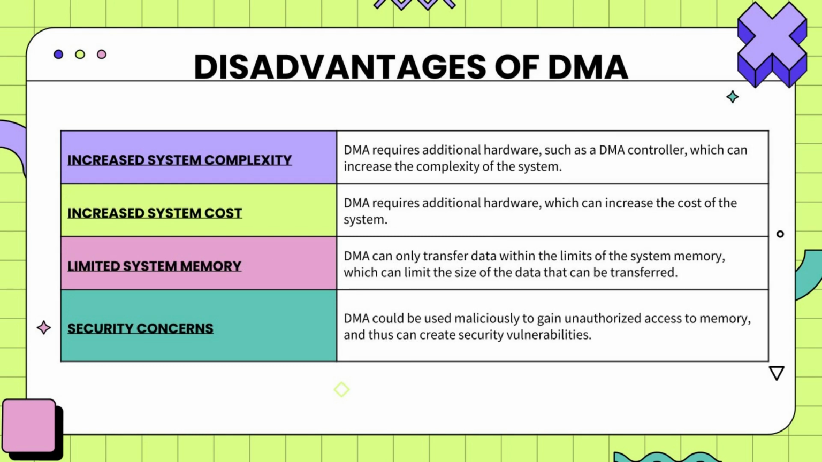Disadvantages of DMA. First, increased system complexity. DMA requires additional hardware such as a DMA controller, which can increase the complexity of the system. Second, increased system cost. DMA requires additional hardware, which can increase the cost of the system. Third, limited system memory. DMA can only transfer data within the limits of the system memory, which can limit the size of the data that can be transferred. Fourth, security concerns. DMA could be maliciously used to gain unauthorized access to the memory and thus can create security vulnerabilities.